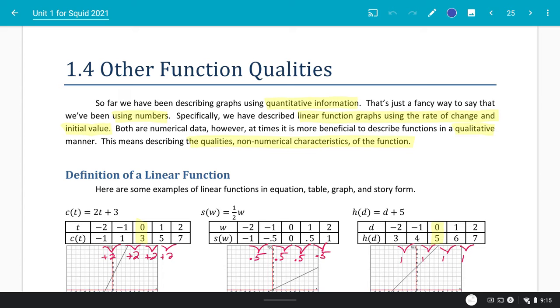Specifically, we've described linear functions or linear function graphs using rate of change and the initial value. What is rate of change? Don't everybody speak at once. We've got time. What is rate of change? Slope. That's another name for it. Y-intercept? No. Rate of change is not the y-intercept. The y-intercept is not slope.